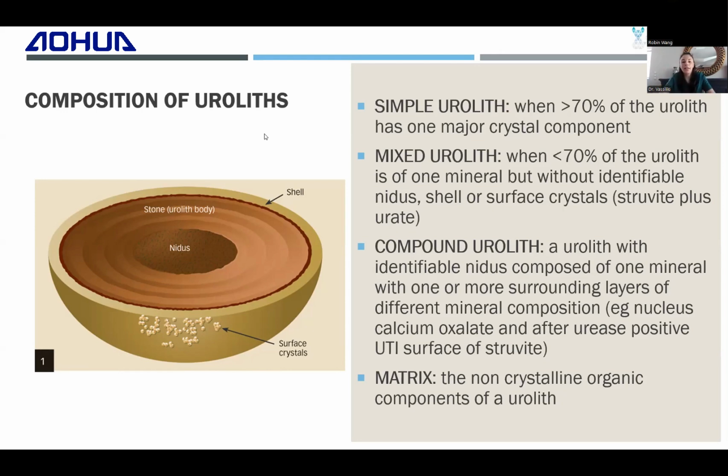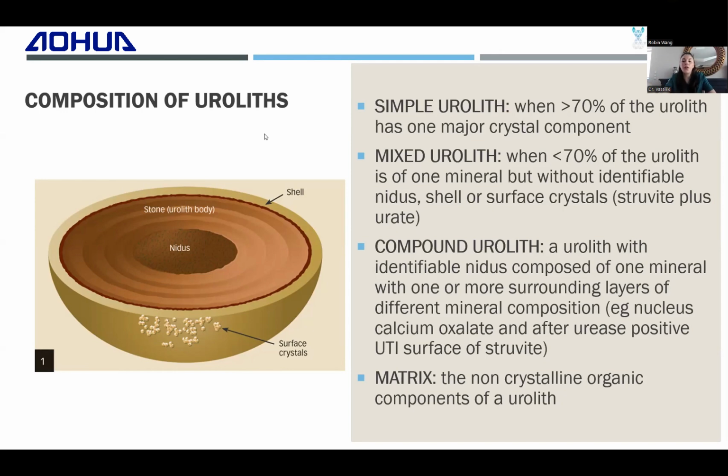and form a different stone. So we can have a simple urolith when 70% of the urolith has one major crystal component. We can have a mixed urolith when less than 70% of the urolith is of one mineral, but without an identifiable nidus, shell or surface crystals.